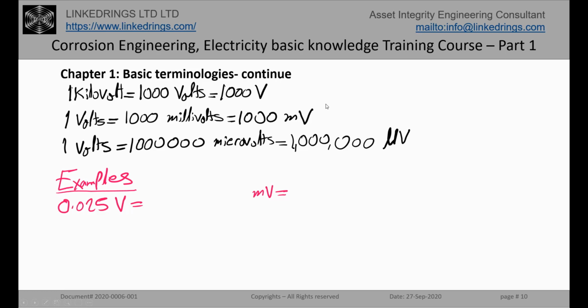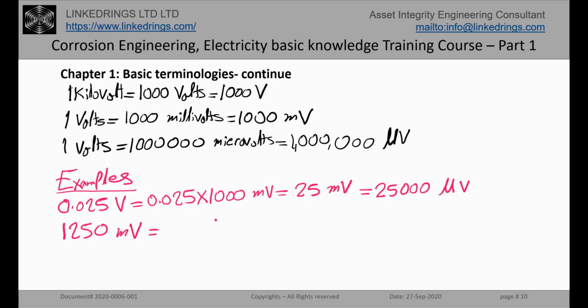0.025 volts. How many millivolts? Okay, so we multiply by 1000. So it is equal to 25 millivolts. How many microvolts? Again, multiply by 1000. So it is equal to 25,000 microvolts.